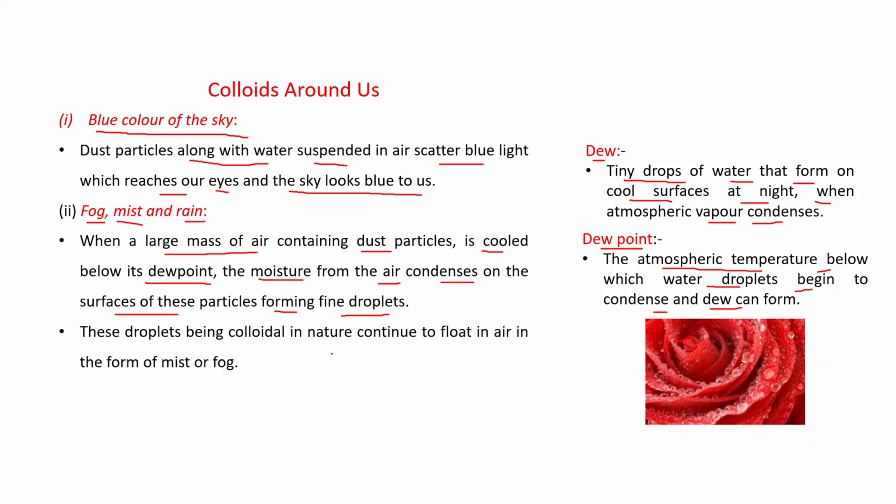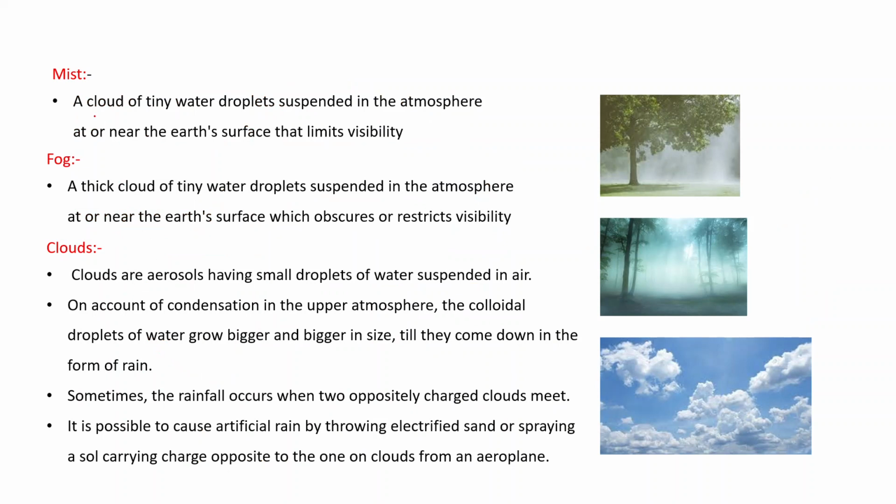This is dew. These droplets, being colloidal in nature, continue to float in air in the form of mist or fog. If they do not settle down and float in the air, then this is called mist or fog. What are the differences between mist and fog? Mist is a cloud of tiny water droplets suspended in the atmosphere at or near the earth's surface that limits visibility. You can see this in the diagram.